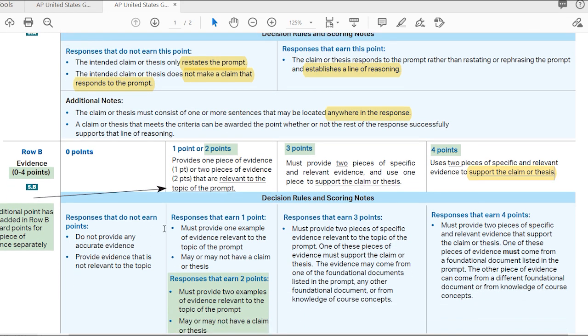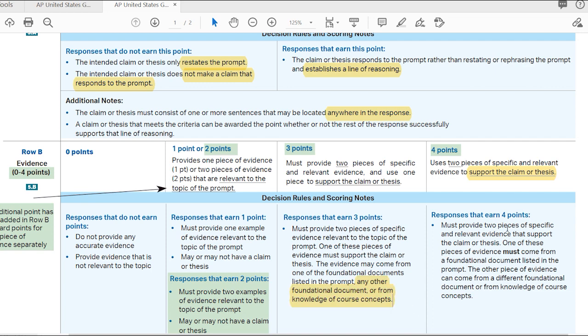Responses that don't earn a point: you didn't provide any accurate evidence, or you provide evidence that is not relevant to the topic, so that's going to get you 0 points. Responses that earn 3 points provide 2 specific pieces of evidence relevant to the prompt. One of these pieces must support the claim. The evidence may come from one of the foundational documents or from knowledge of course concepts.